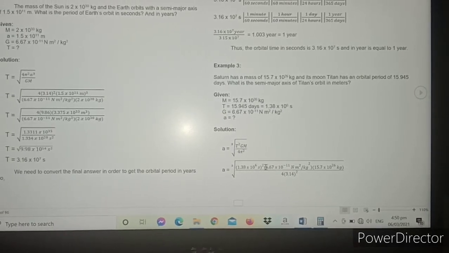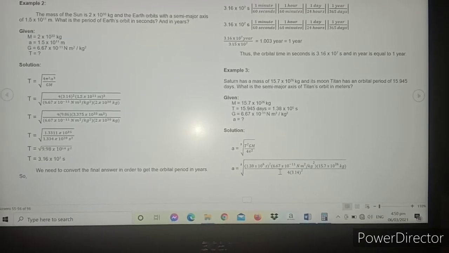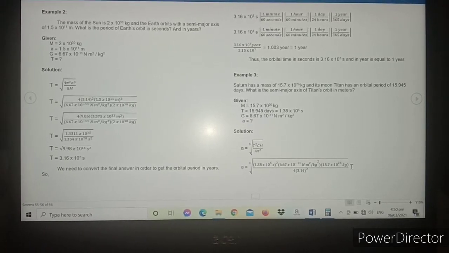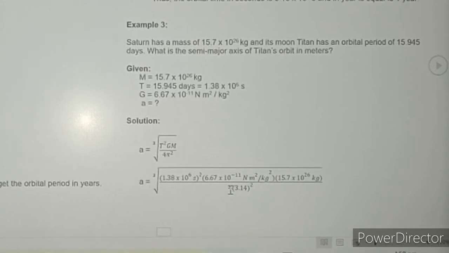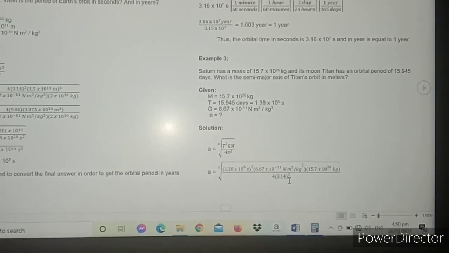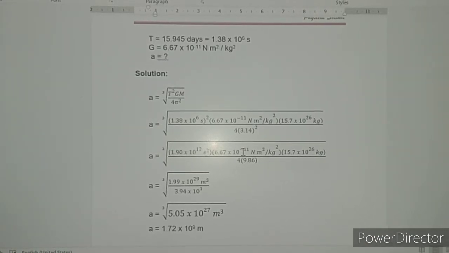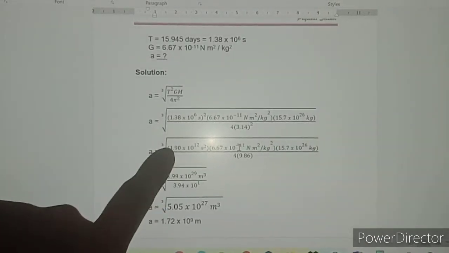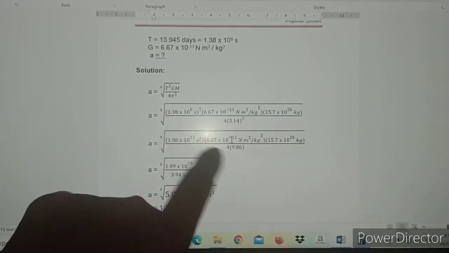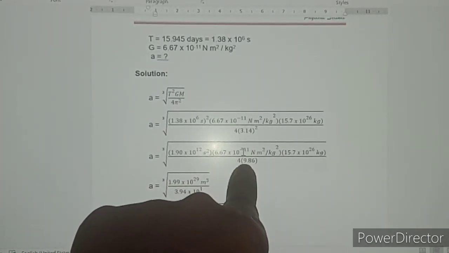Ayan. And then, we need to get the square of the orbital period. And then, substitute lang din yun sa gravitational constant. And then, sa mass natin. And then, divided by 4 pi squared. Or yung pi natin is equal to 3.14. And then, you need to get its square. So, the square of the orbital period is equal to 1.90 times 10 raised to 12 s squared. And for the pi squared, so we have 9.86.